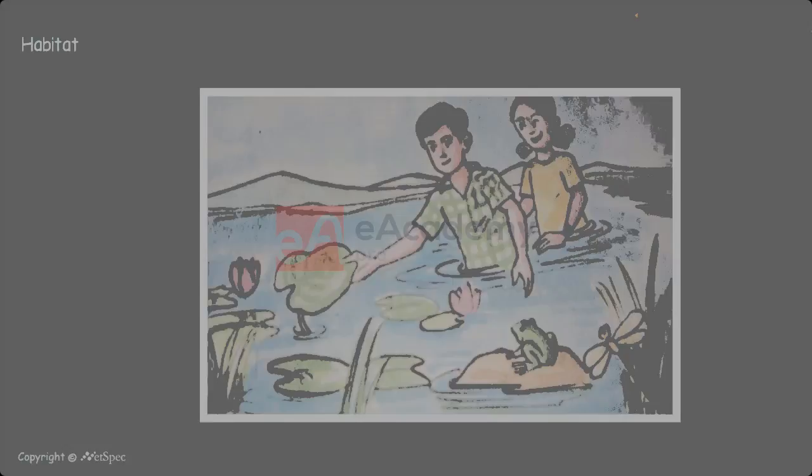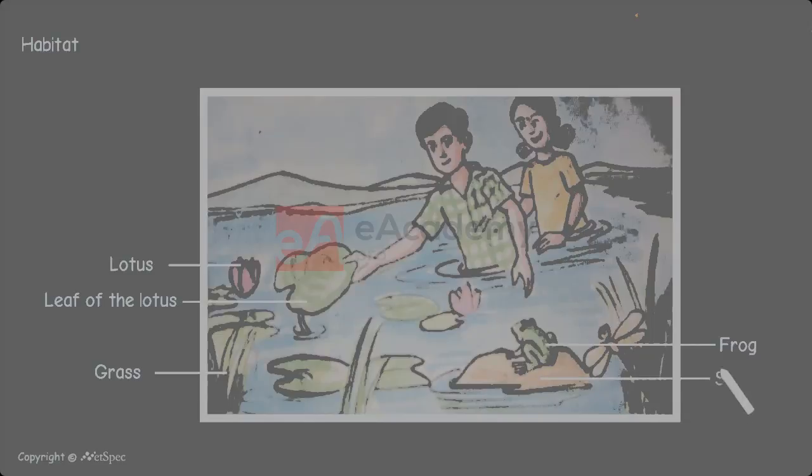We can see two children playing in water and different types of organisms around them, such as lotus, grass, frog, stone, and the fly flying over the water. These are all different types of organisms which are living in the same place.